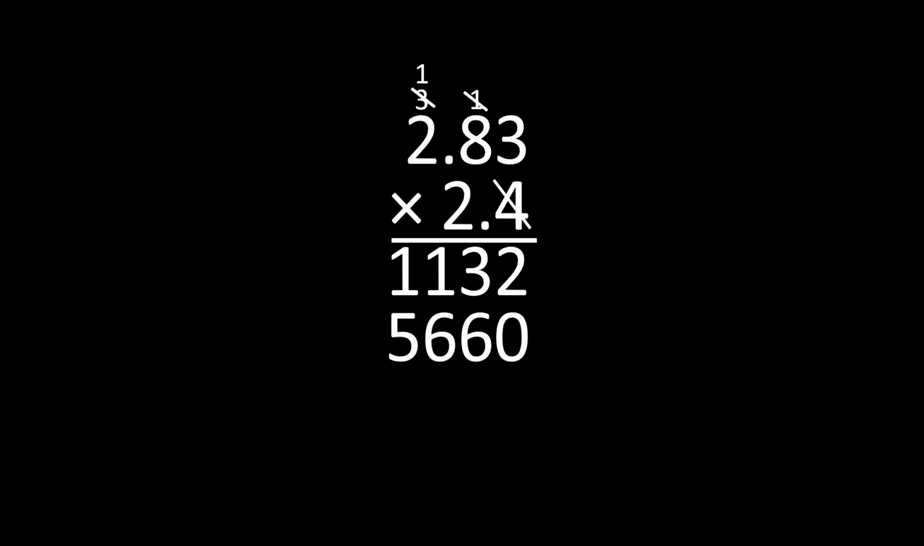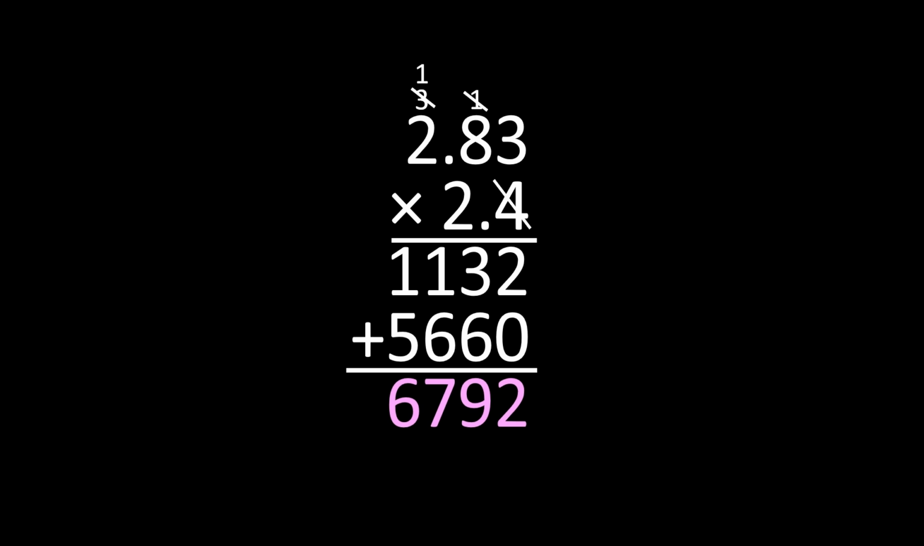Now we're going to be adding, and we're going to complete all of the steps to the multiplication part before getting to the decimals, including the addition step. So we're adding, starting with 2 plus 0, which is 2. 3 plus 6 is 9. 1 plus 6 is 7, and 1 plus 5 is 6.